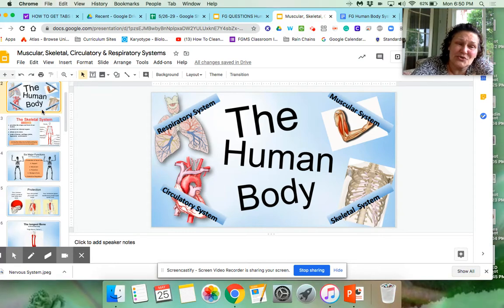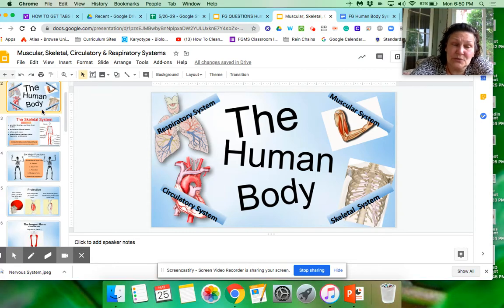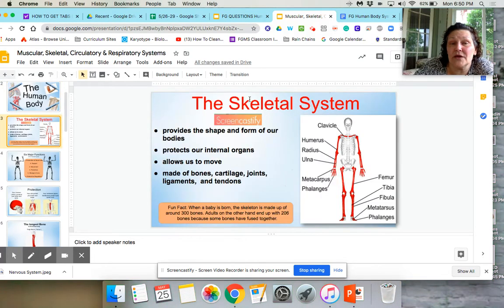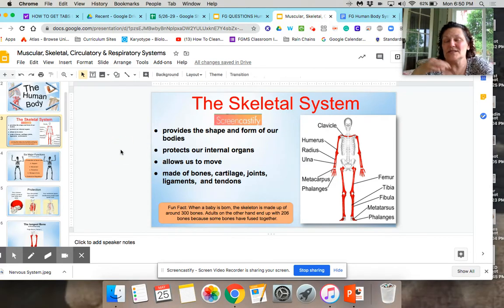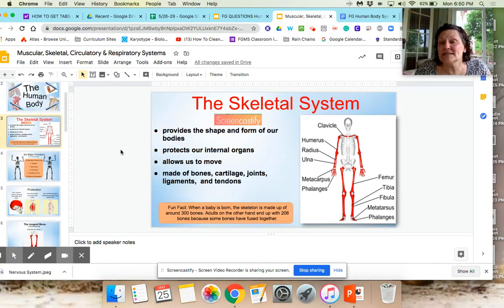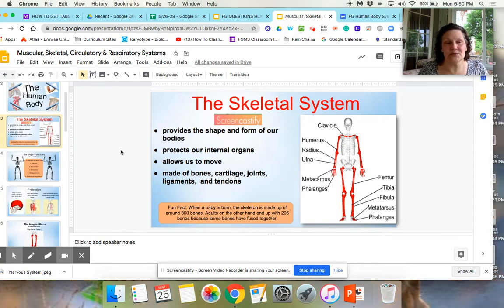What I'm going to do is I'm going to do Screencastify, but I'm going to do them separately. And I'm going to post them underneath the title so that if you want to go in and you just want to see the skeletal system one, you can go there and just click on that and it'll bring you right to it. It'll all be in one slide deck for you for these four systems, but the screencast will be separate. All right. So let's get started.